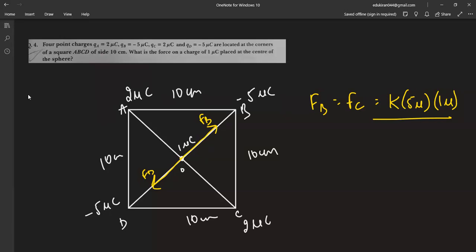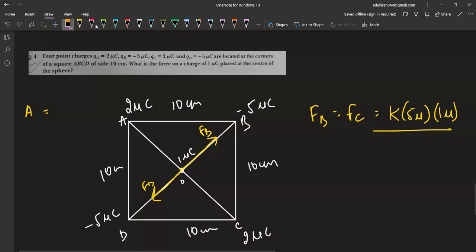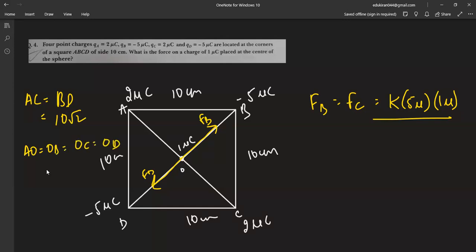This entire diagonal AC and BD will be equal to 10 root 2, because this side is 10, so under root, 10 square plus 10 square, so 2 into 10 square. Root 2 will be left, 10 will be taken out. When we take their half, that is AO, which is equal to OB, equal to OC, equal to OD, this will be half of this, so that becomes 5 root 2.